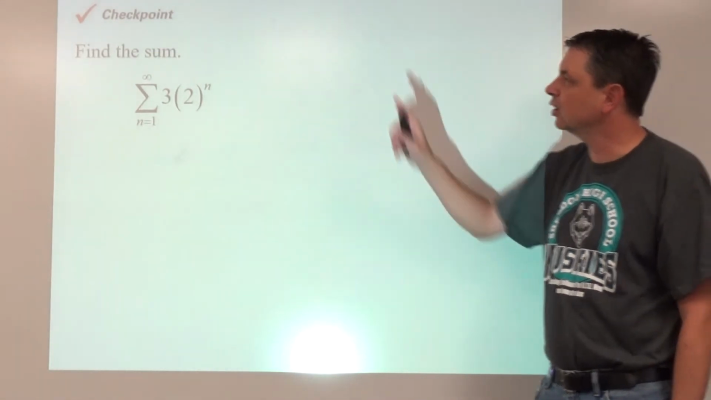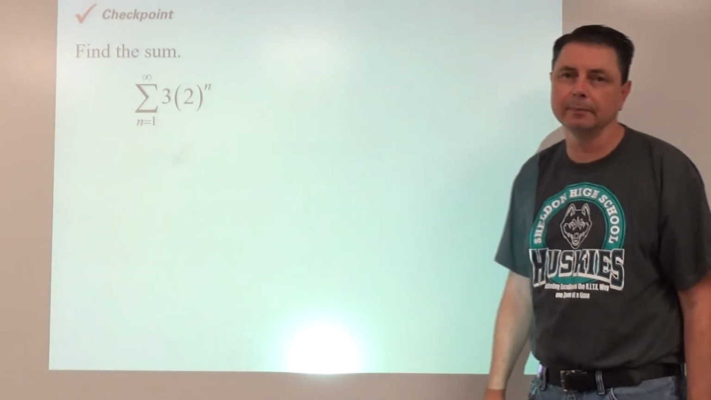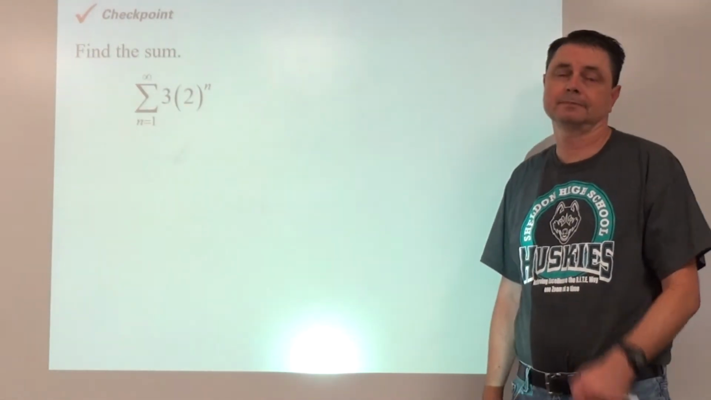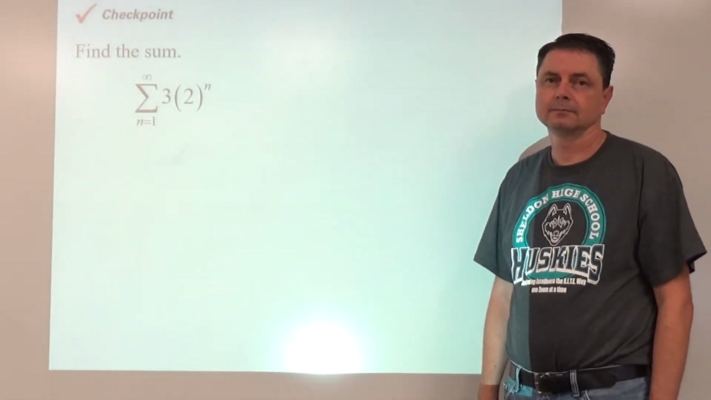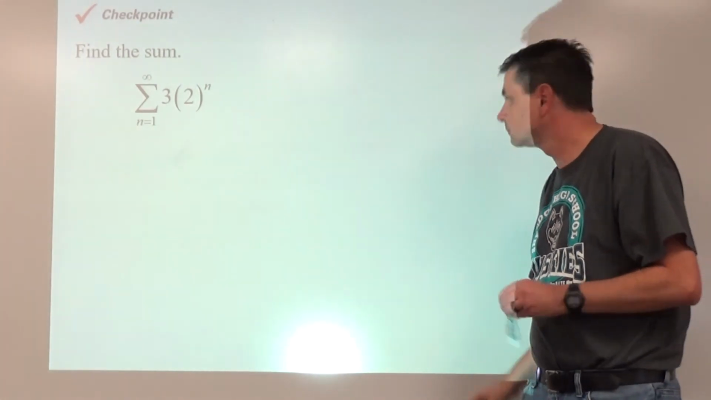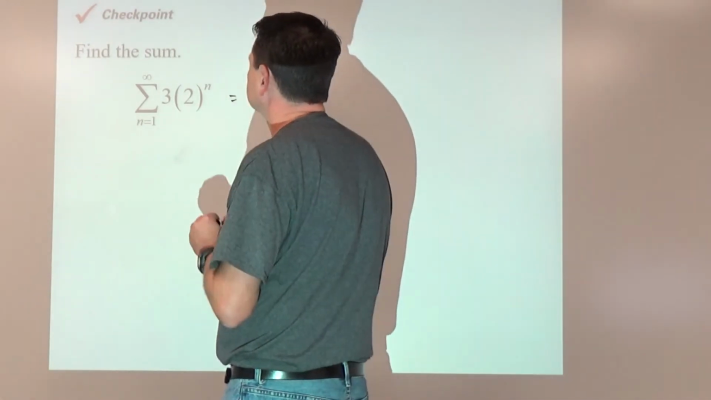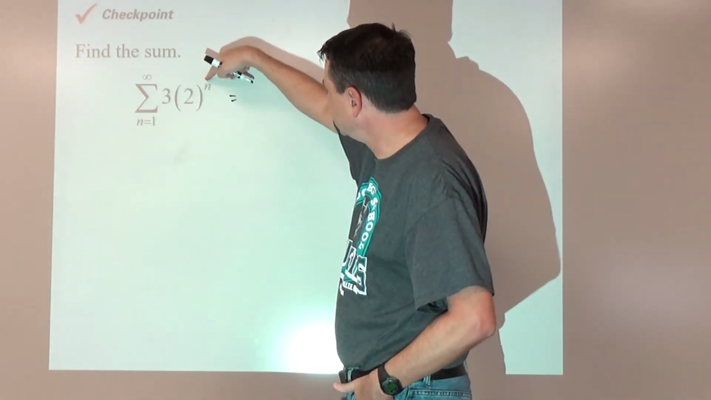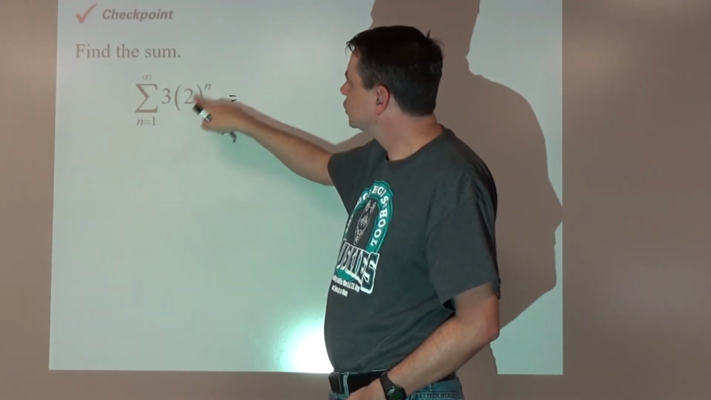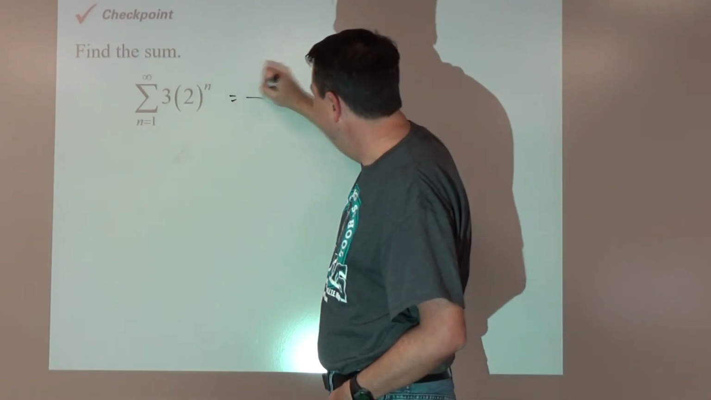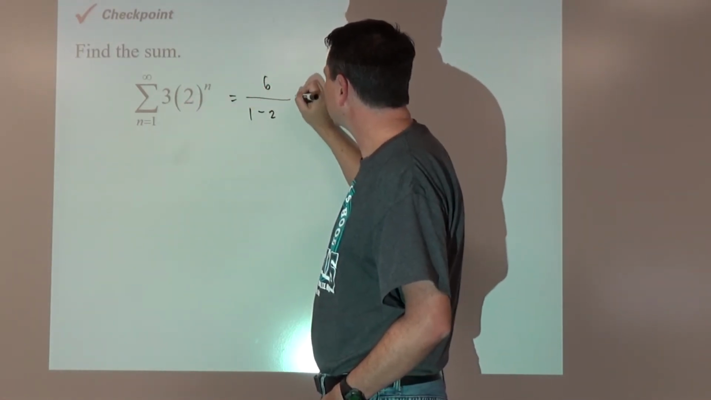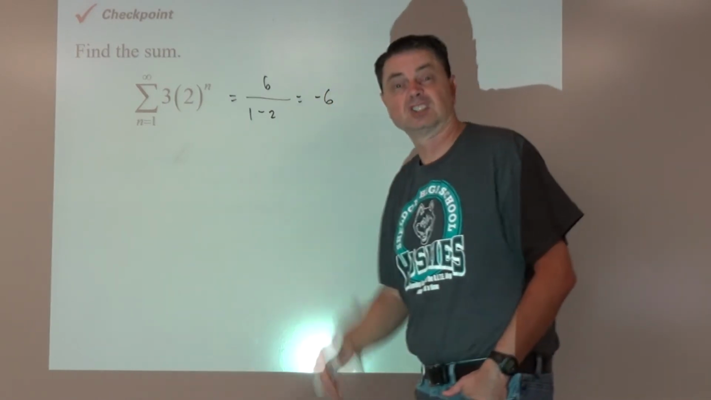All right, checkpoint. Go ahead and find the sum. It's infinite. Pause here. All right, so if you use the formula, plug in a 1, you would get 2 to the first power is 2 times 3 is 6, divided by 1 minus r, which is 2, so we would get negative 6. Did you get negative 6?